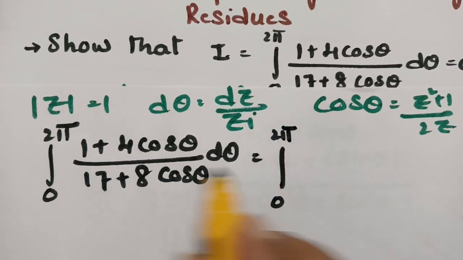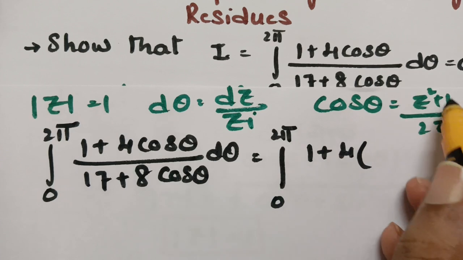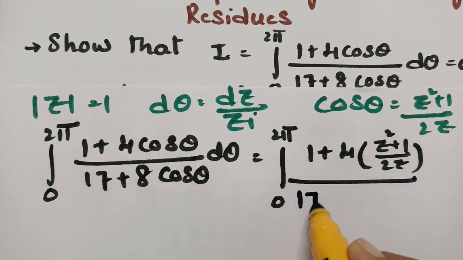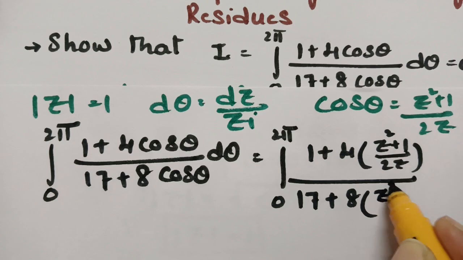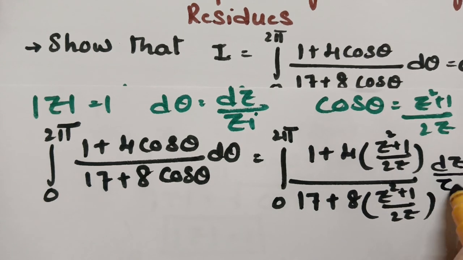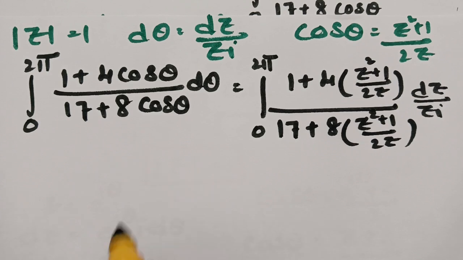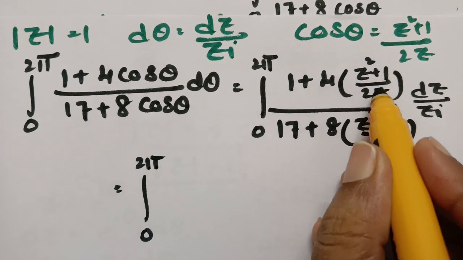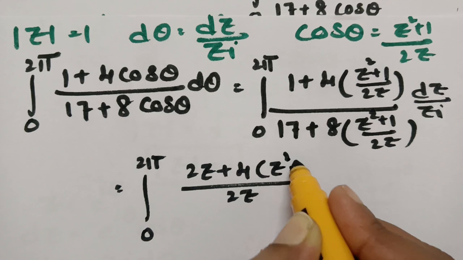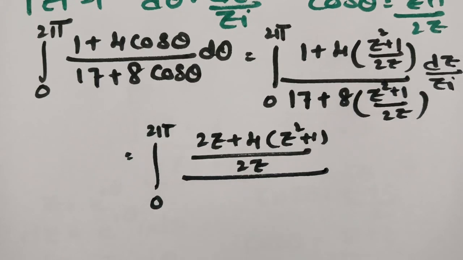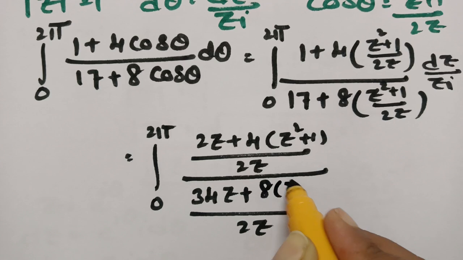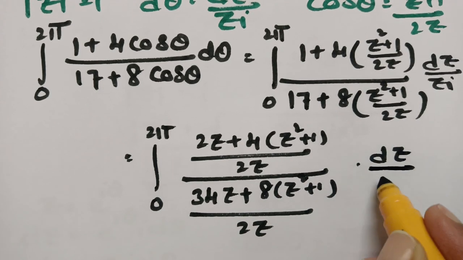So this can be written as the integral of (1 + 4 times cos θ) over (17 + 8 times cos θ) times dθ. The cos θ value is nothing but (z² + 1)/(2z), and dθ is dz by z into i. If I take 2z as LCM in the numerator, this will be (2z + 4(z² + 1))/2z. Clear? Next, if I take 2z as LCM in the denominator, this will be (34z + 8(z² + 1))/2z, into dz by zi.